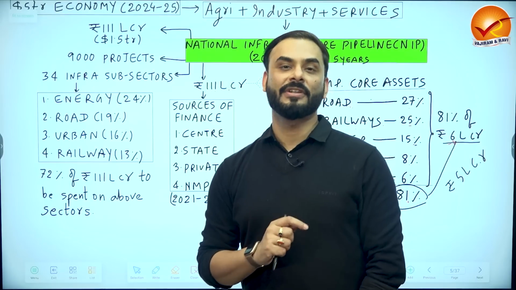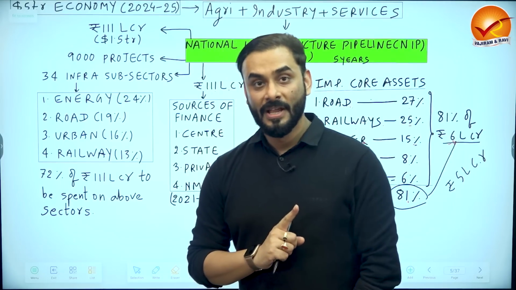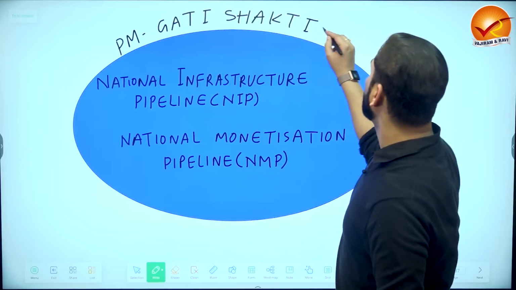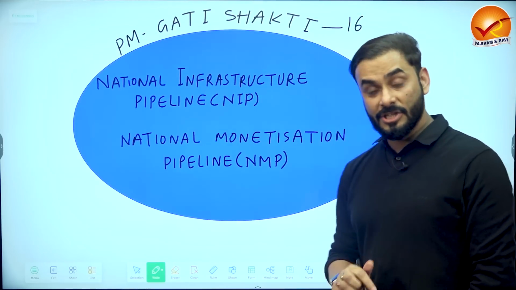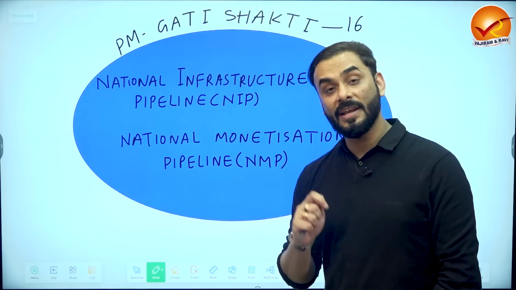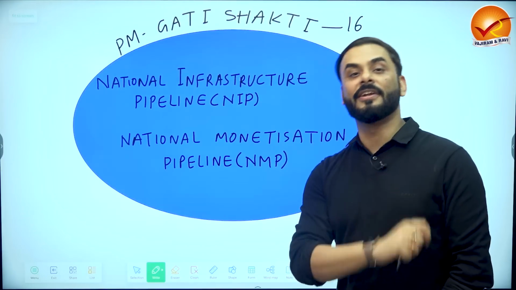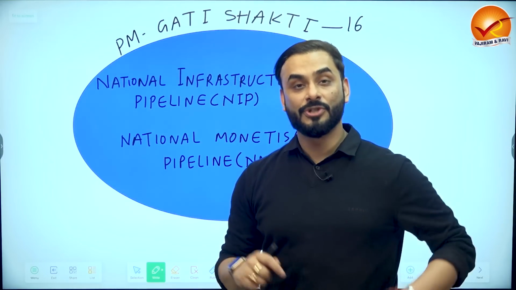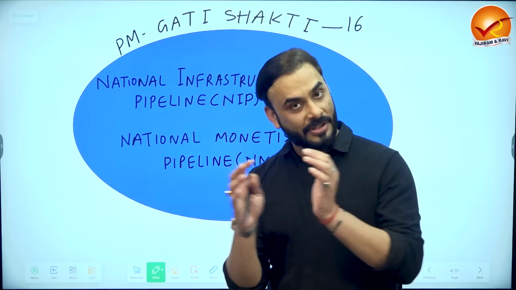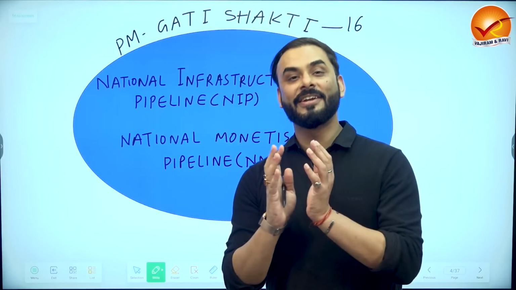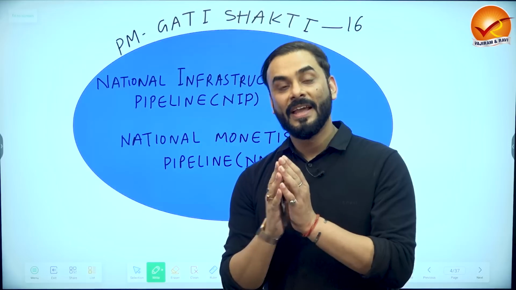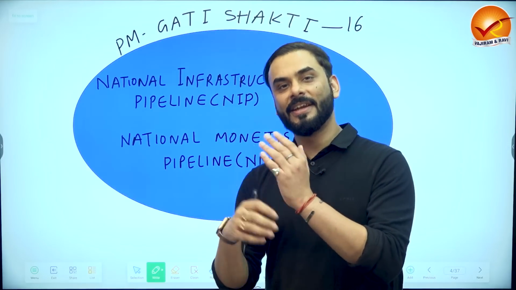What is PM Gati Shakti? Under PM Gati Shakti, there are almost 16 different departments and ministries of Government of India which are engaged in infrastructure creation in India. The Government of India has told these 16 departments and ministries to share the data related to infrastructure with each other. When they share the data with each other, they don't fight. And in fact, they cooperate with each other in creating infrastructure.